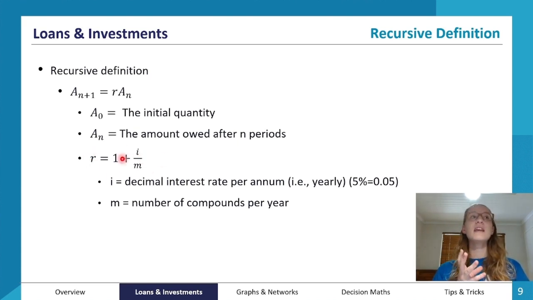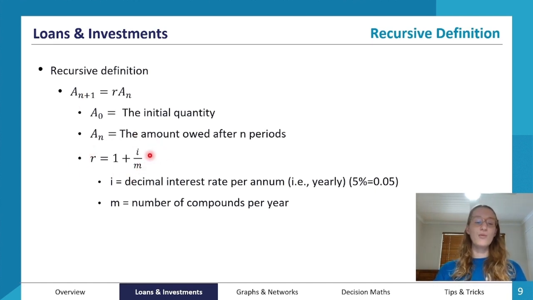So the important thing isn't to memorize the letters. The important thing is to actually know what the letters represent, so that if you are given this formula or if you memorize this formula, you actually know how to use it. You're not just writing down letters that you actually don't know what they represent.